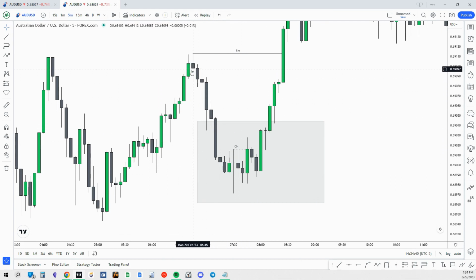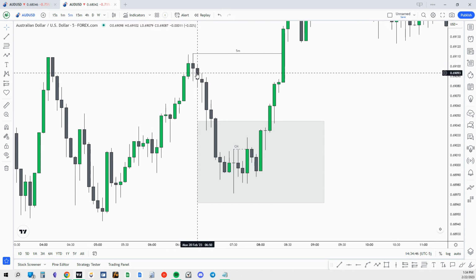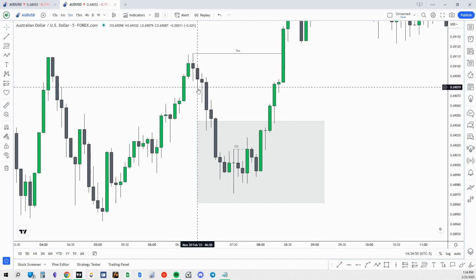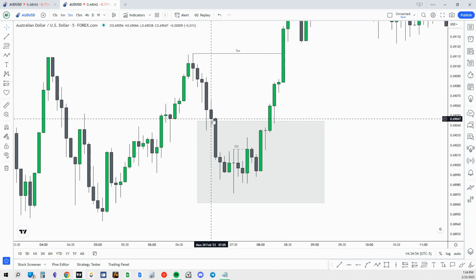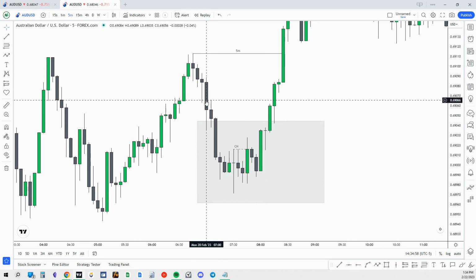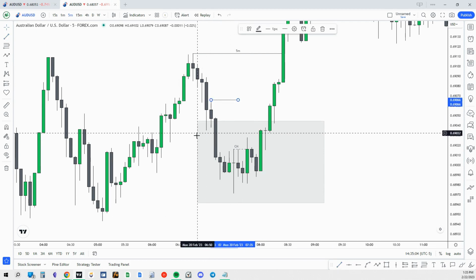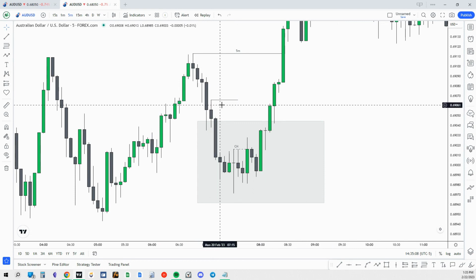Looking at this down move, we can see the wick of this candle broke this candle's low. This candle here broke this candle's low. This candle here broke this previous candle's low. This candle again broke this previous candle's low. But this candle did not break this candle's low. So we could also anticipate a change of character happening right here. If for some reason you were expecting price to turn around right here, this would be a point that needed to go for a change of character.